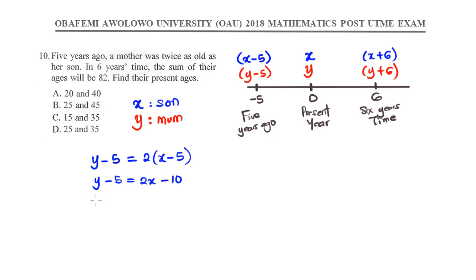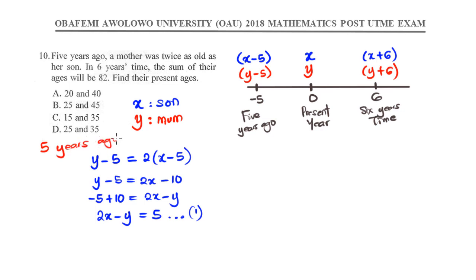So further working on this, we can have minus 5 plus 10 is 2x minus y. That will be 2x minus y is equal to 5. That is equation 1. That is the relationship between their ages 5 years ago. 2x minus y is equal to 5 is the relationship between their ages 5 years ago.